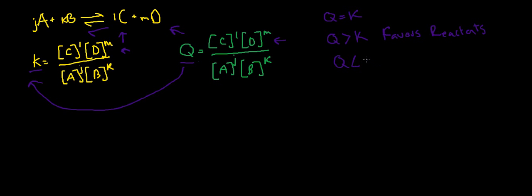And then of course, if Q is smaller than K, then the opposite is true. This number Q is smaller than the number K. In order for Q to get larger, to get to equilibrium, that means there need to be more products and fewer reactants. So it will favor the forward reaction. A plus B gives C plus D.